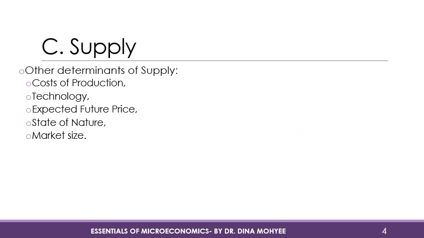After explaining the effect of the price of a good on its supply, we are going to discuss what other factors might affect the supply. These factors include the cost of production, which is an important factor that affects the supply of a good.